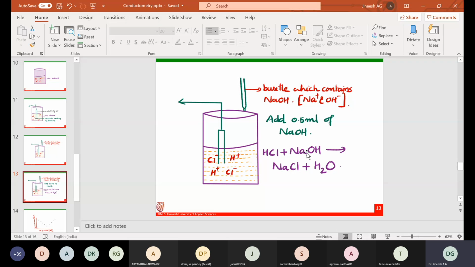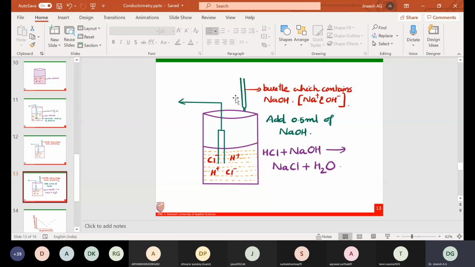But we know that when sodium hydroxide dissolves in water, it becomes Na plus and OH minus, right? Yes, sir. That means you are introducing a new ion, which is OH minus. Am I right? So you are introducing a new ion. What will happen to the conductivity? It increases, because you are adding a new ion. Now this new ion will carry the conductivity. Am I right?